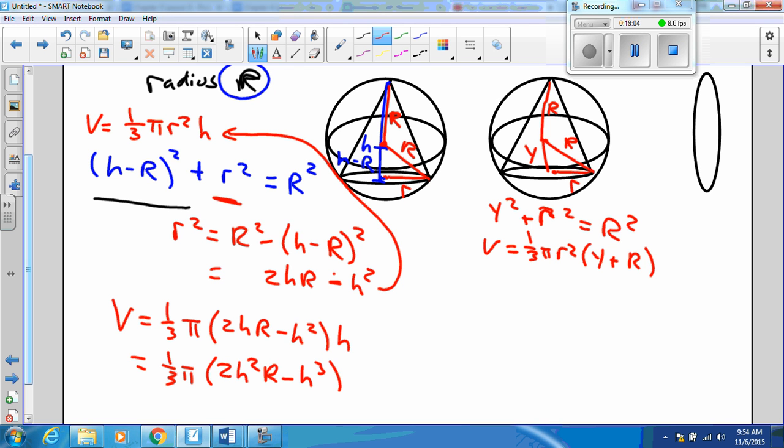Yes, sir. Using R instead of a specific number, I wanted to get a general result so that I could use R equals 3, R equals 5, R equals 6, whatever, so that we could see the relationship.